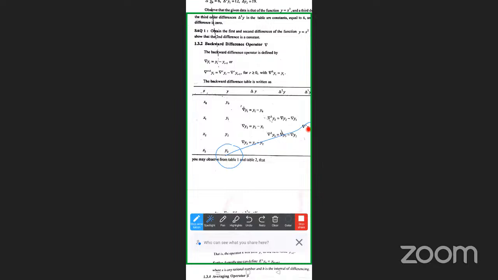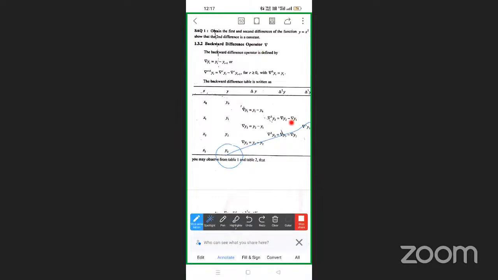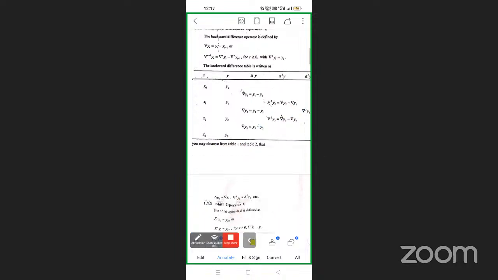In the forward difference operator, we are fixing y0, delta y0, delta square y0, delta cube y0. But here it is y3, nabla y3, nabla square y3, nabla cube y3. So we are fixing the last element in the backward difference operator. In the forward difference operator, we are fixing y0. So these are the forward and backward.